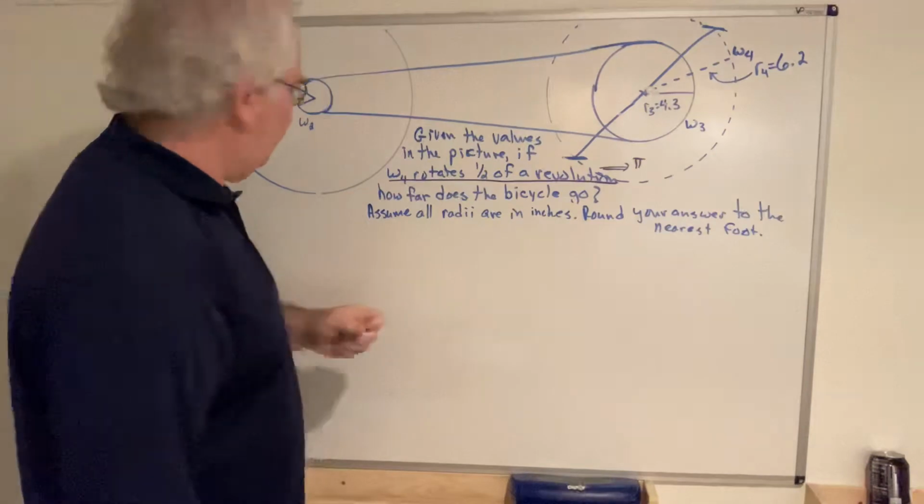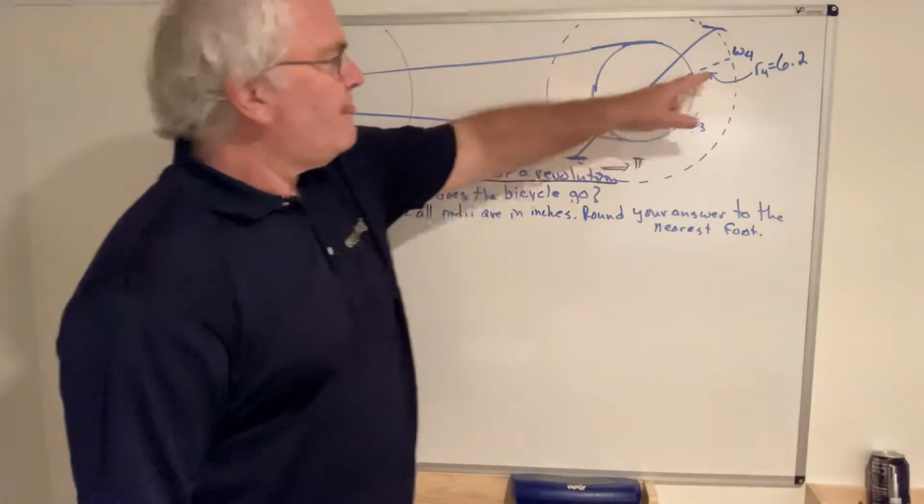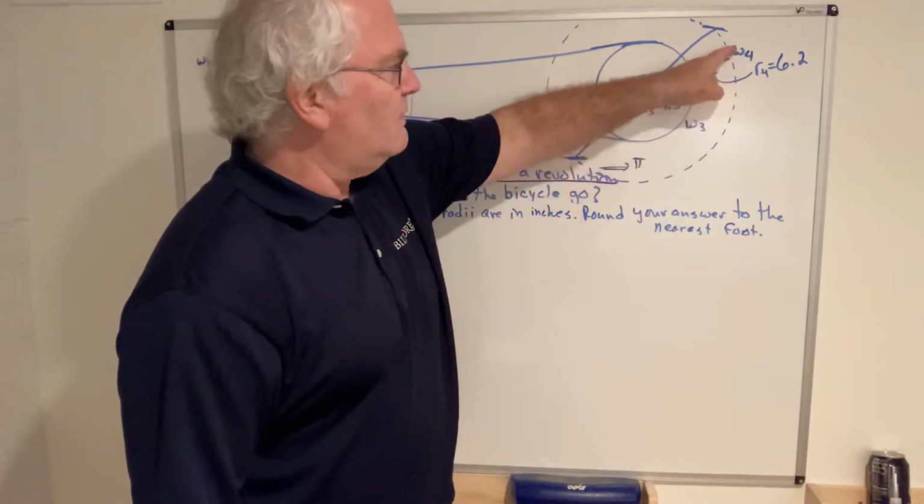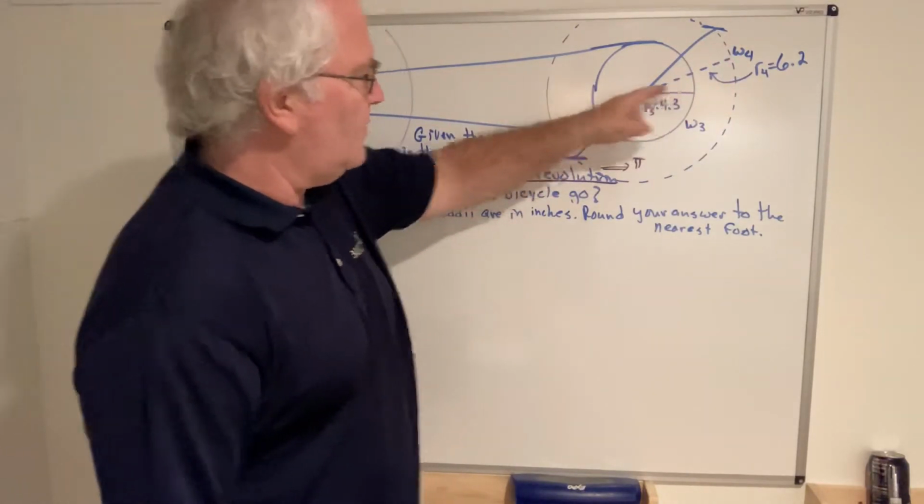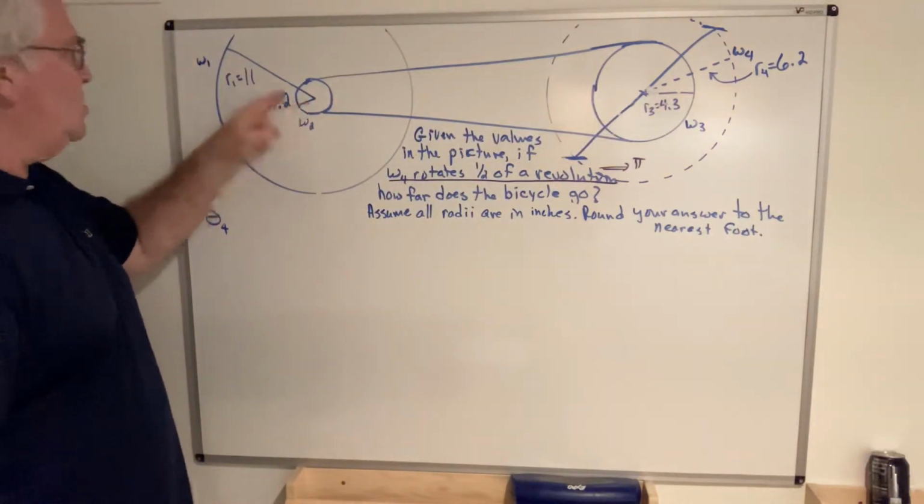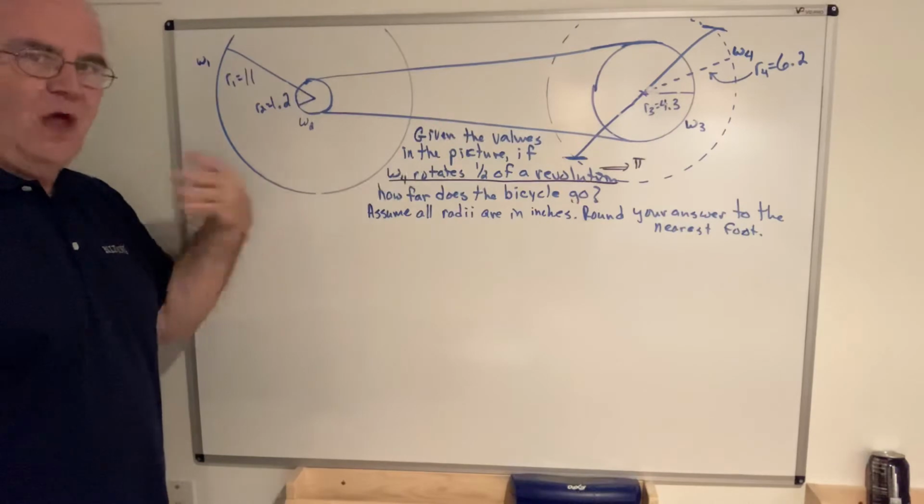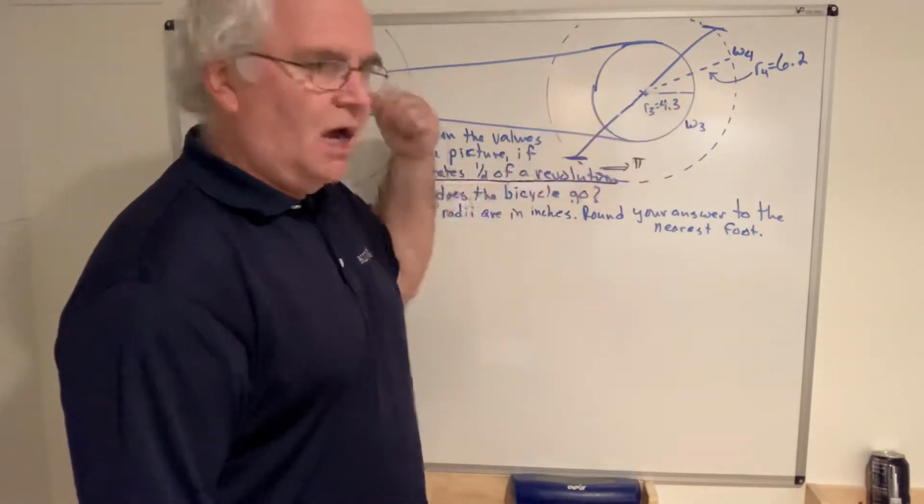Okay, so what can we find if we know theta 4? Well, we can find several things, but notice we have to transfer from wheel 4 to wheel 3, because that gives us the transfer from wheel 3 to wheel 2, and that gives us a transfer from wheel 2 to wheel 1. So that's the flow that we need to handle. From wheel 4, go to wheel 3 and on up the scale.